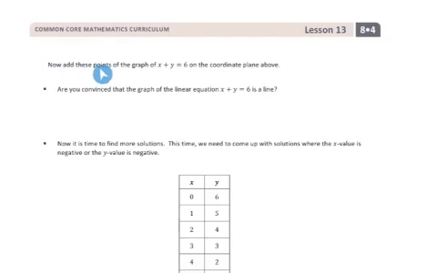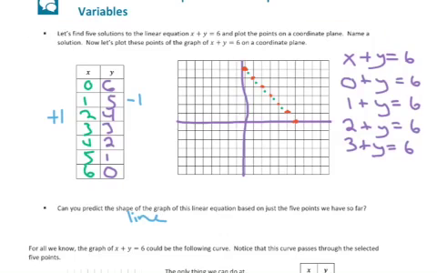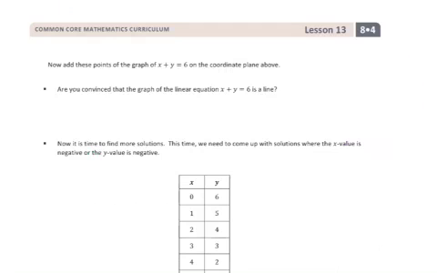So it says, we already added the points. So now it says, are you convinced that the graph of the linear equation x plus y equals 6 is a line? So if we went back and looked at this, for the most part, yeah, this looks like it would be a straight line no matter what. So I'm going to say probably.